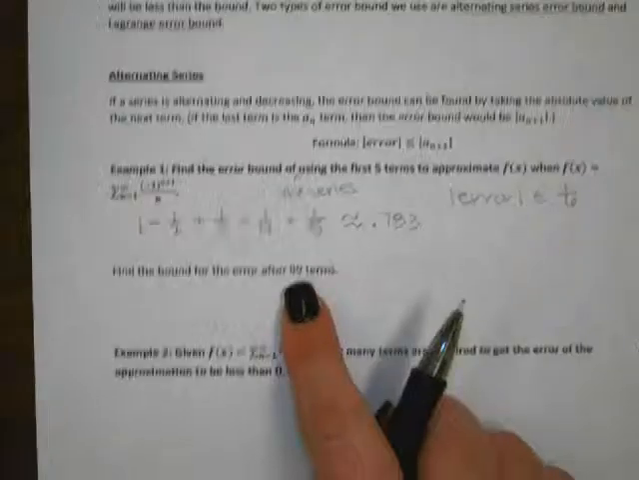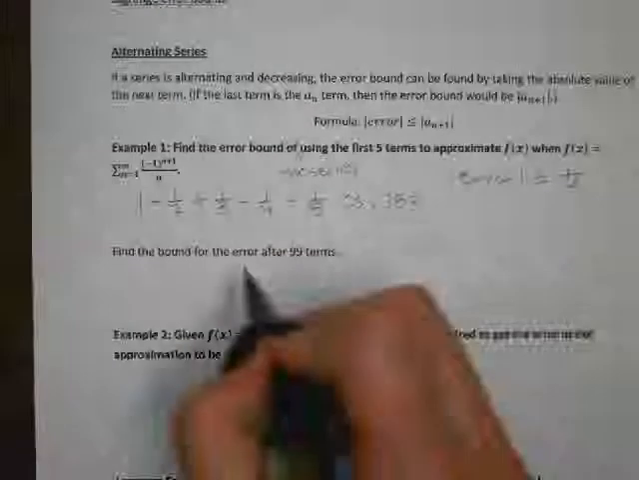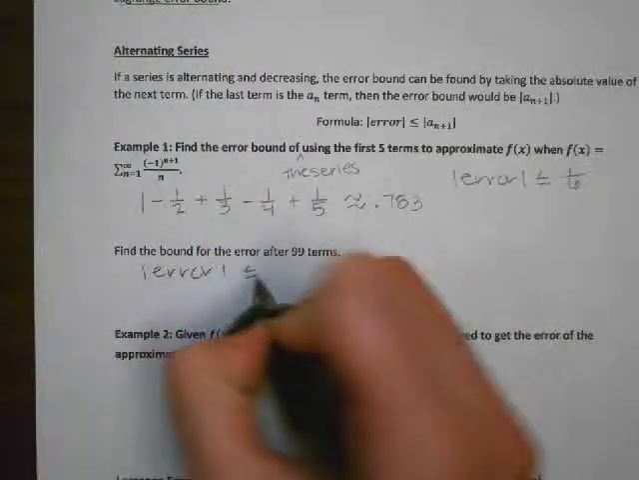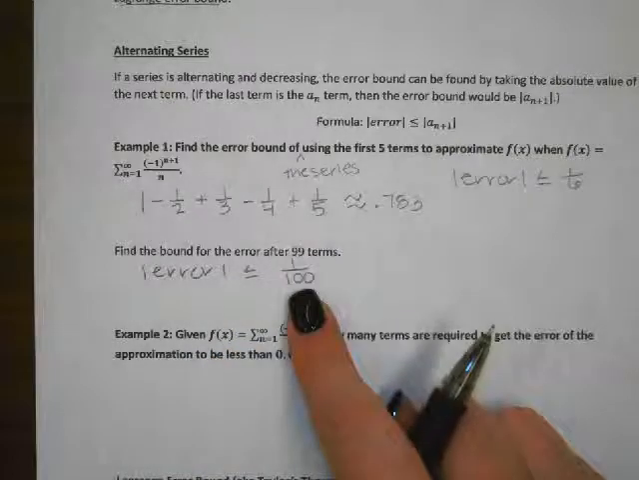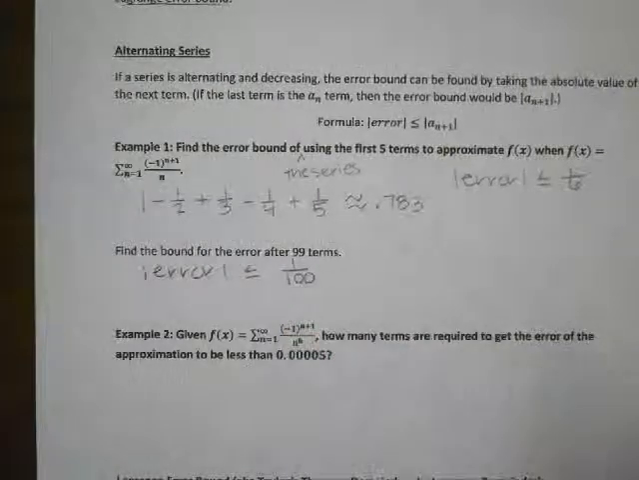If we have more terms, then our answer is going to be off by less. So if we had 99 terms, then the error bound would be 1/100th, because that's what the 100th term would be. And so that would be off by 0.01. That would mean our answer was more accurate, a little bit closer to what it should be.